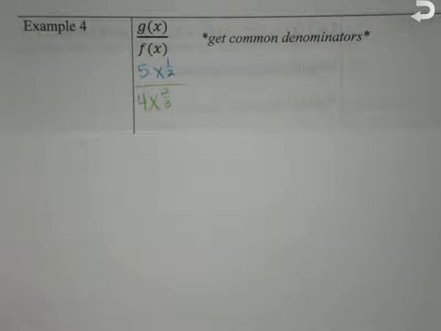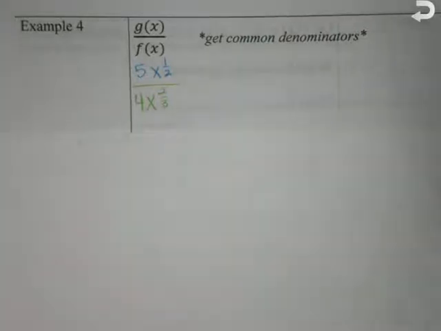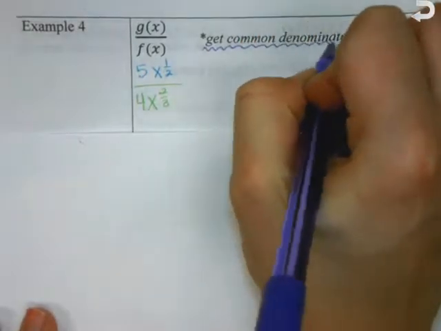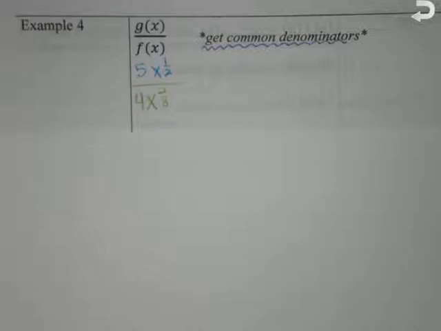Now I gave you guys a hint here. It says to get common denominators. Why would I need common denominators in this problem? Well, we don't always need common denominators to divide, but let's think about it. When we're multiplying powers, we add the exponents.